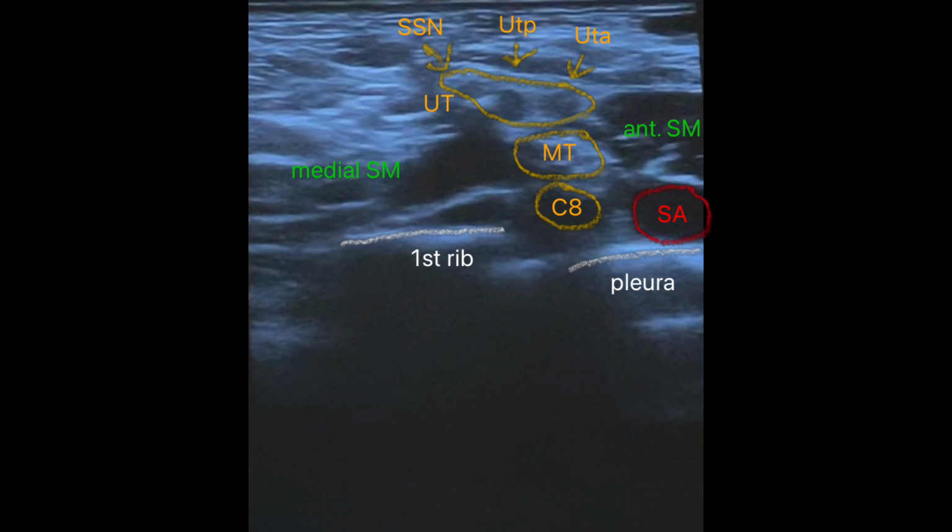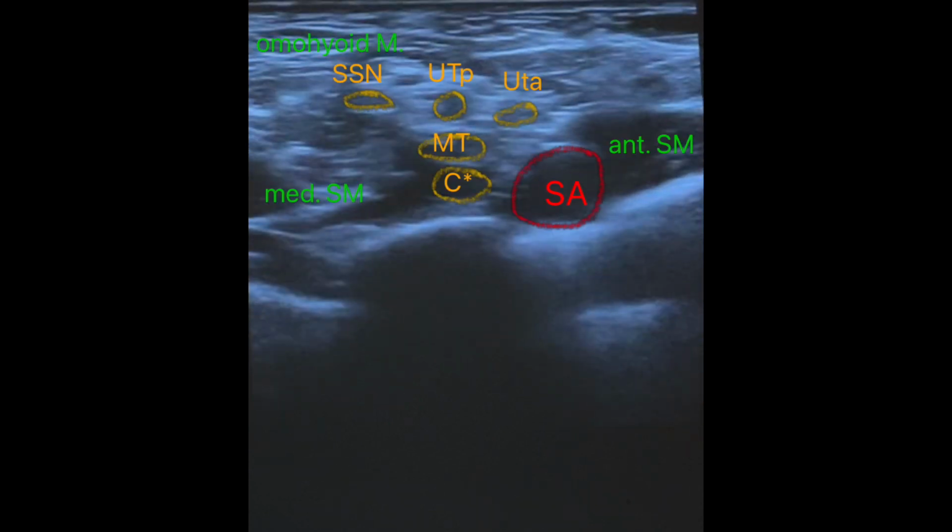When you toggle your probe in a more caudal direction, you will see how the suprascapular nerve moves more laterally under the omohyoid muscle. The muscles on both sides of the brachial plexus are the medial scalene muscle and the anterior scalene muscle.